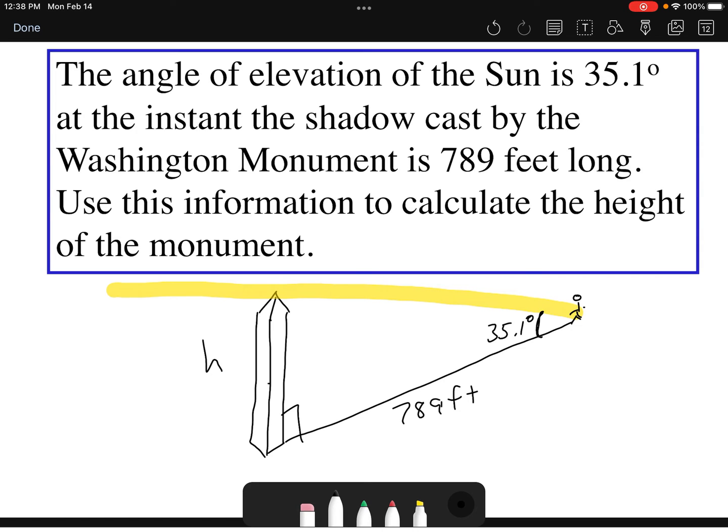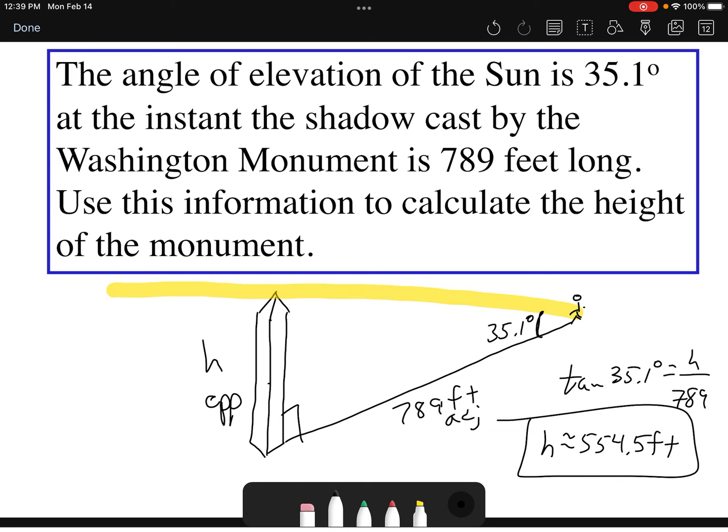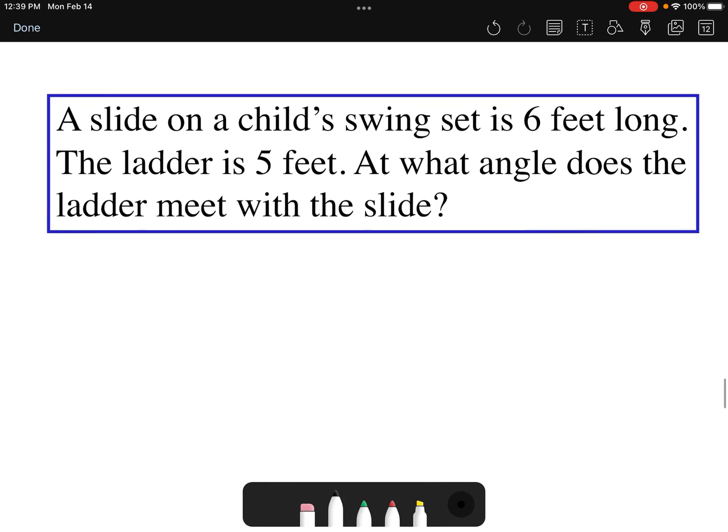Okay. So it looks like it's going to be opposite and adjacent, doesn't it? Well, SOHCAHTOA, opposite and adjacent, it's tangent. So the tangent of 35.1 equals h over 789. There you go. So we're going to take tangent of 35.1 times 789. How tall is the Washington Monument? It is about 554.5 feet according to our measurements. And I don't know the exact height. We could look it up. But for what this problem asks, that's a pretty darn good calculation.